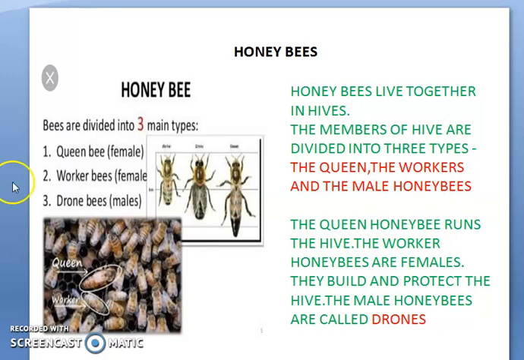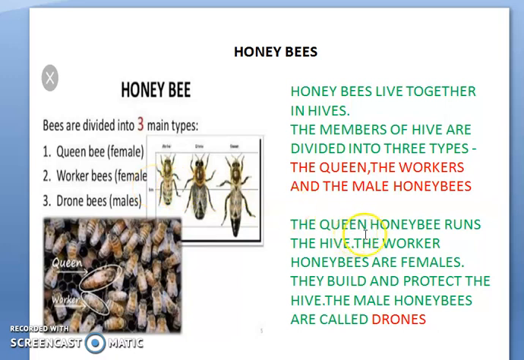Next we will move to the honeybees. What about their lifestyle? Honeybees also live together in hives. So the honeybee is a social insect. They always live together in hives. The members of a hive are divided into 3 types. Again you have the queen. You can see the picture over here. The queen is bigger than the other 2 types of bees, the workers and the male honeybees.